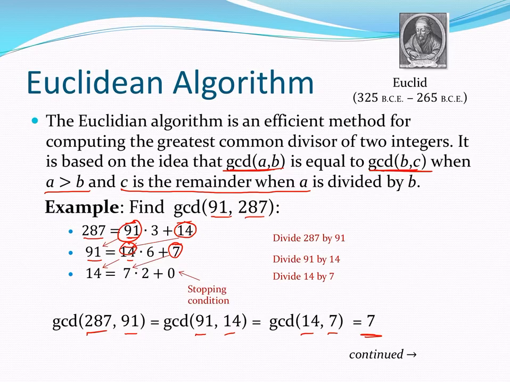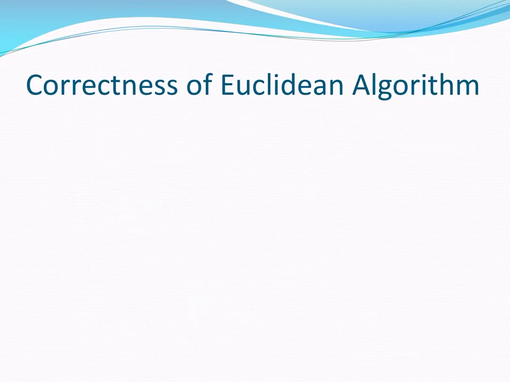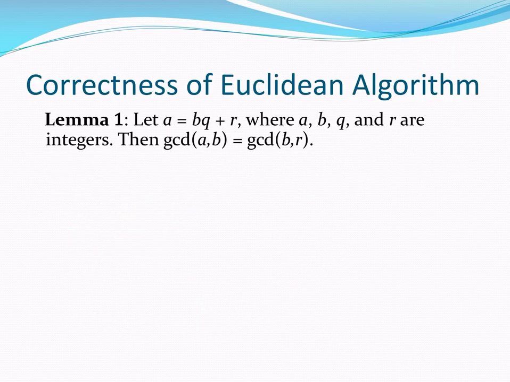All right, why does this work? Let's take a look at this lemma. If we have integers a, b, q, and r that we associate with this division algorithm, where a is a dividend, b is a divisor, r is the remainder, we say that the greatest common divisor of a and b is the greatest common divisor of b and r.